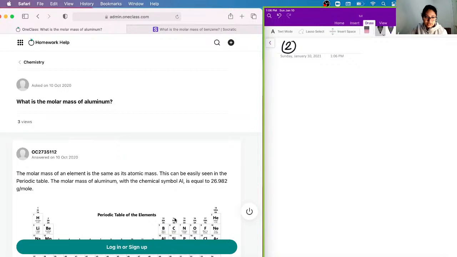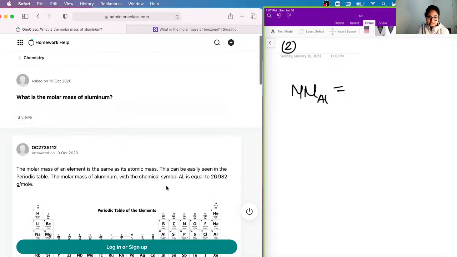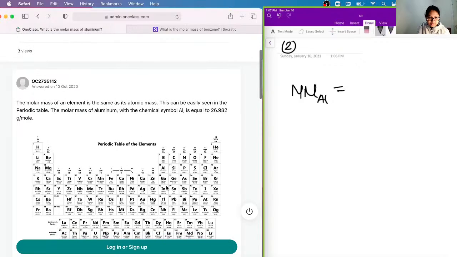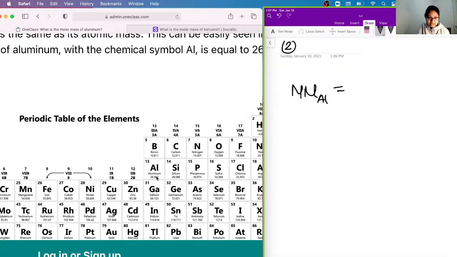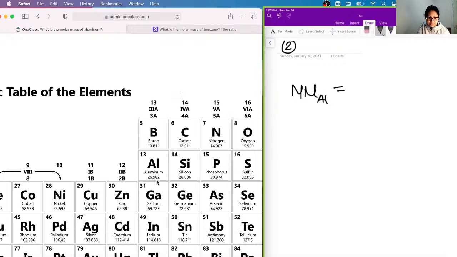The next question says, what is the molar mass of aluminum? As you know, aluminum is an element in the periodic table. So this is literally given in your periodic table, and you can see from here, aluminum is group 3, and it has a molar mass of 26.982 grams per mole.